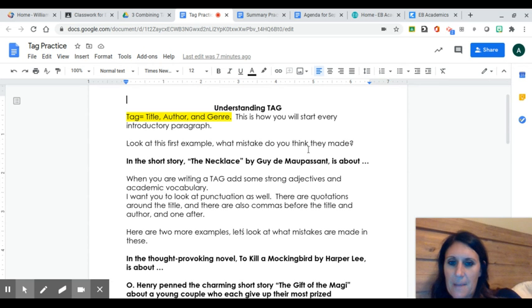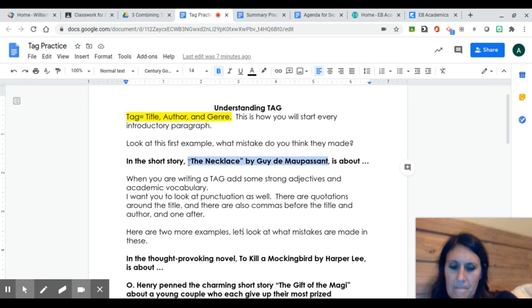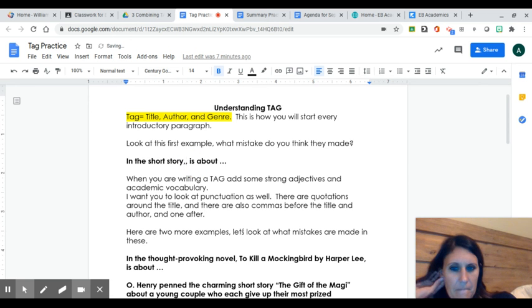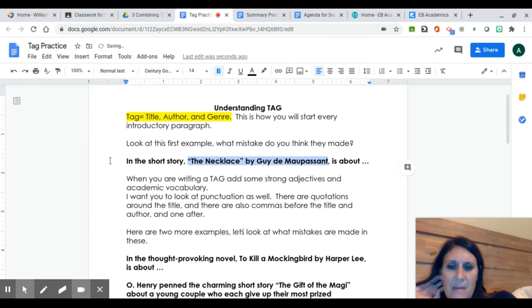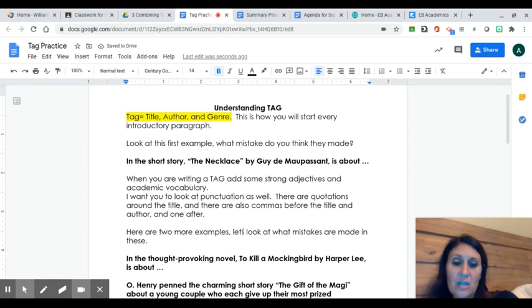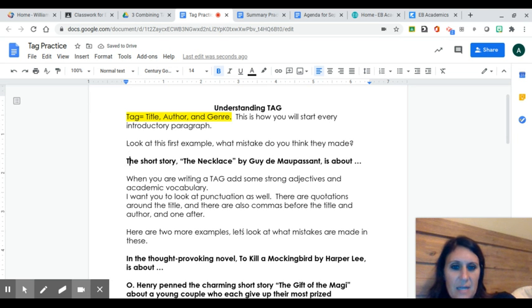Let me see if you can get it this way. I'm going to just take the title and the author out and see what happens. Now let's read it: In the short story is about. Now, does that make sense? That's something that a lot of seventh graders do. So, how can we change this to make this sound better? We simply take "in" out. We can say, the short story, "The Necklace" by Guy de Maupassant, is about. All right?